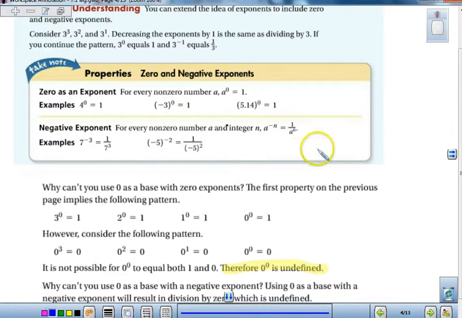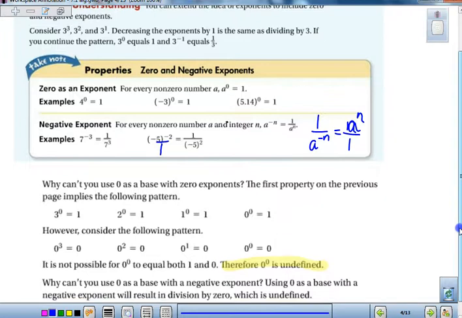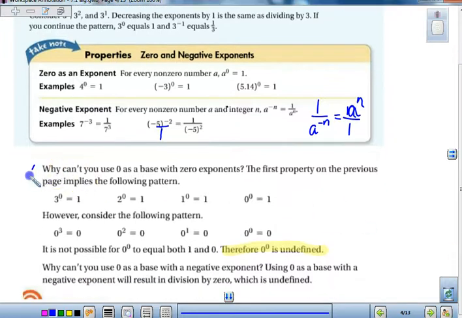The other way of thinking about this is that if you have 1 over a to the negative n, and it's in the denominator, you move it to make it positive, so you're going to have a raised to the positive n power. So as you're looking at these different problems, to make an exponent positive, if it's negative in the numerator, you're going to move it to the denominator. If it's in the denominator, you're going to move it to the numerator. Here's some key things that you want to think about.